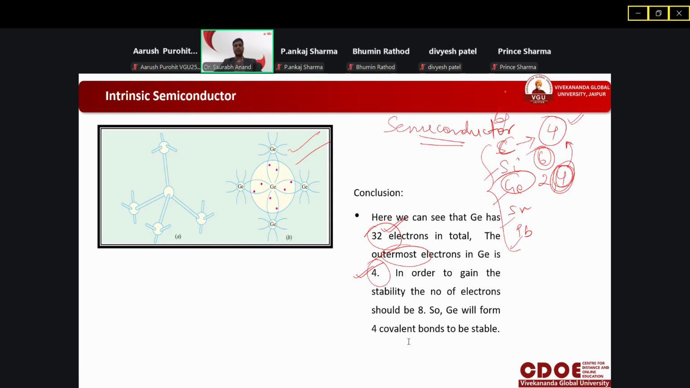So in germanium, there are 32 electrons in total. So if we divide it, there will also be 4 electrons in the outermost shell. Okay?